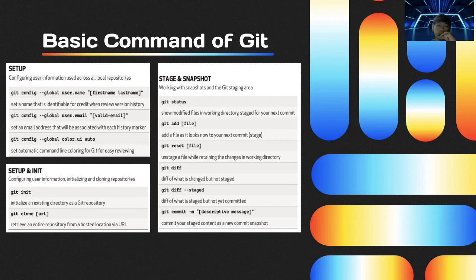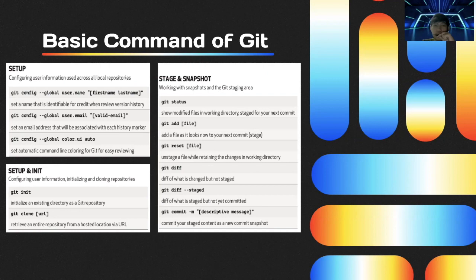Next, the setup and init category is for configuring user information, initializing, and cloning repositories. The command is git init. It's for initializing an existing directory as a Git repository. Next command is git clone [url]. It's for retrieving an entire repository from a host location via URL. Next, the stage and snapshot category is for working with snapshots and the Git staging area.